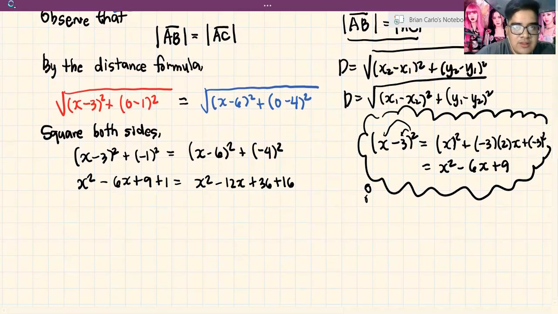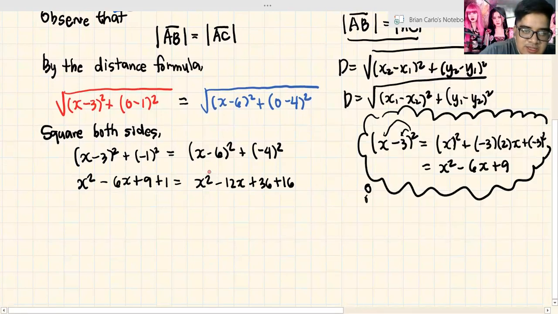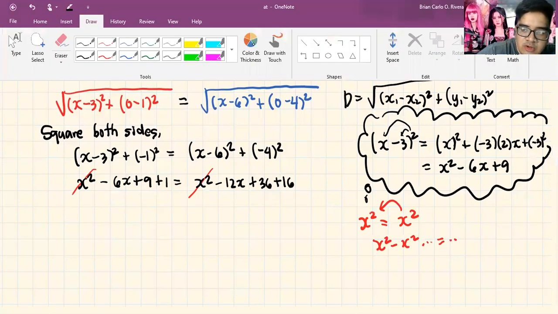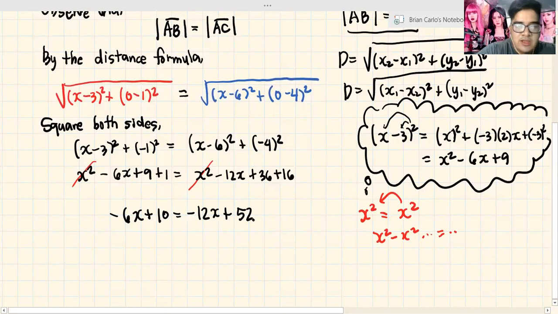Kapag nilipat natin yung x squared sa kabila, maka-cancel siya, kasi x squared is equal to x squared. Pag nilipat mo sa kabila, magiging x squared minus x squared, kaya magiging 0. Canceled siya. Ngayon, ano natira? Minus 6x plus 9 plus 1, 10 is equal to negative 12x plus 36 plus 16 is 52.